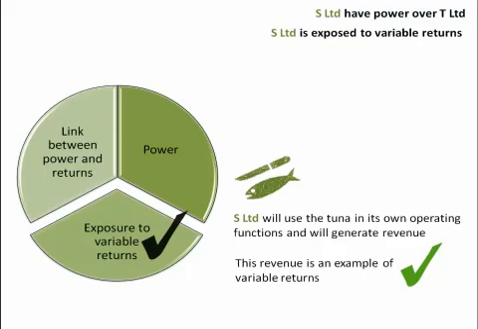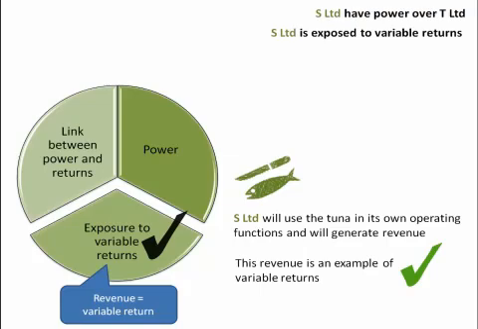The second element of control is exposure to variable returns. S Limited will use the tuna in its own operations and will generate revenue. This revenue is an example of variable returns. Therefore, S Limited is exposed to variable returns.